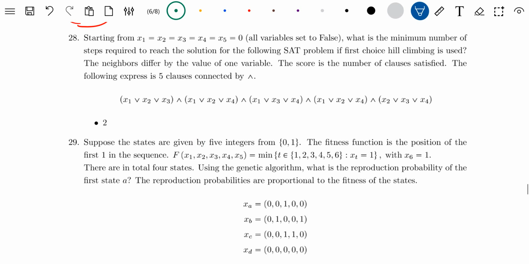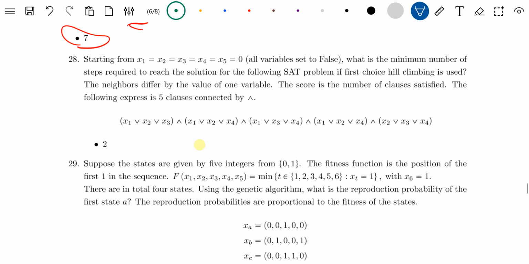So now we move on to local search. So what are we doing here? At the beginning, they are all false, and remember the neighbors are the ones with only one variable flipped, and we want to solve first choice hill climbing, and we're finding the minimum number, I guess. So we are finding the minimum number of steps. If we are finding the maximum steps, then it's infinite because we can just go back and forth. And here we're finding the minimum number. So minimum number means the best case, means the luckiest case.